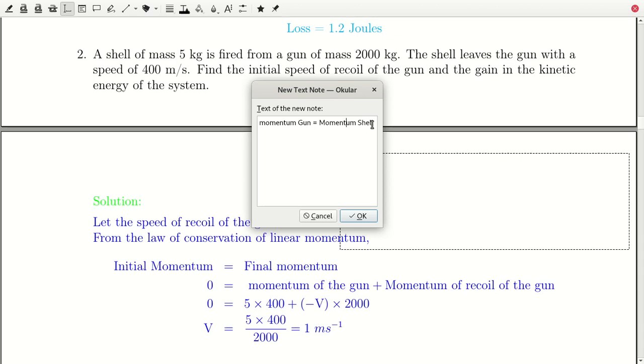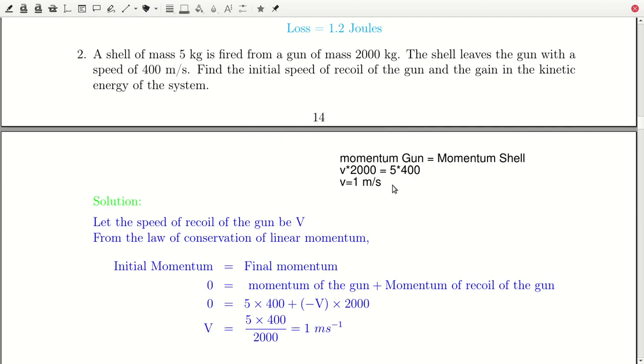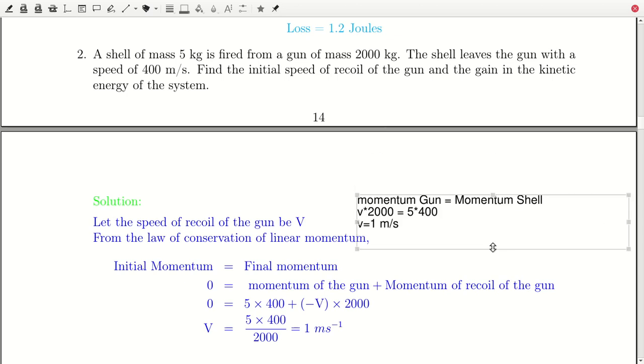So we don't know the speed of recoil. If we let it be v, we shall have v times the mass of the gun, which is 2000, equals the mass of the bullet, which is 5, times 400. When you simplify this, we get our v as 1 meter per second. We get that as the speed of recoil of the gun.